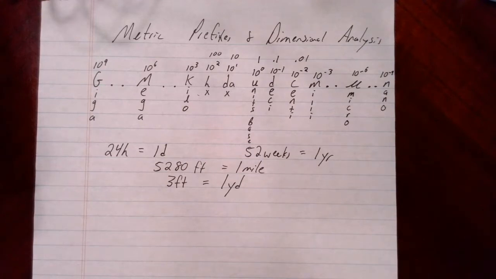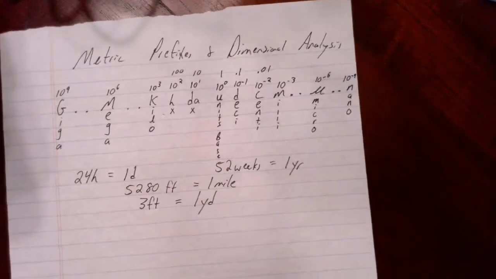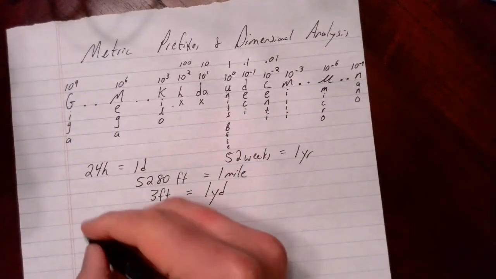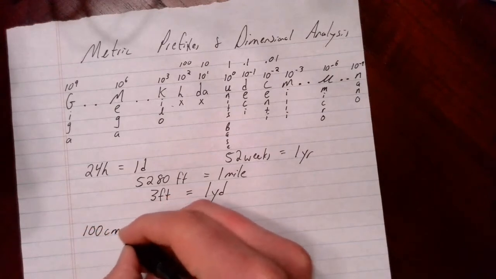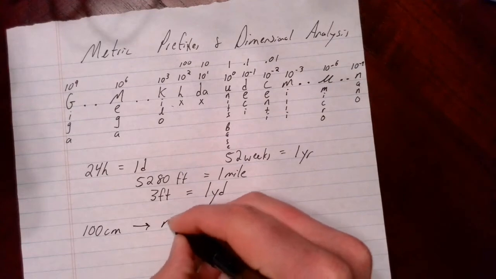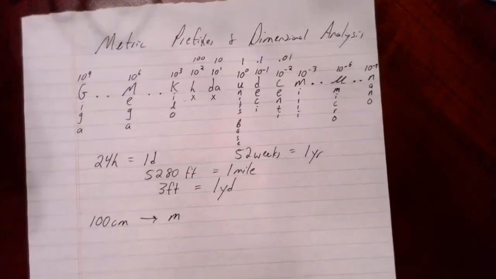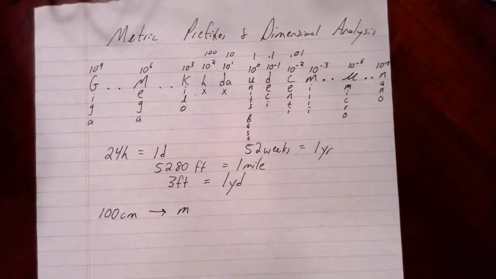Okay? So we're going to go through some problems. There is a slightly different way that you can solve these and get the same answer, but this is the method I prefer, so we'll go with this. So let's look at a problem. Let's just say I want to convert 100 centimeters into meters. I can write that in words: how many meters are in 100 centimeters, but we'll abbreviate like that.